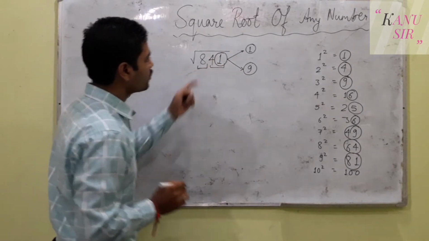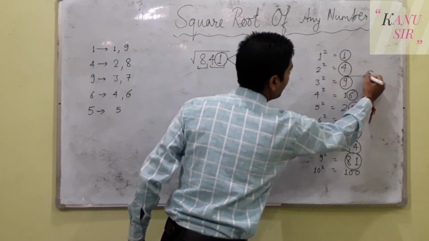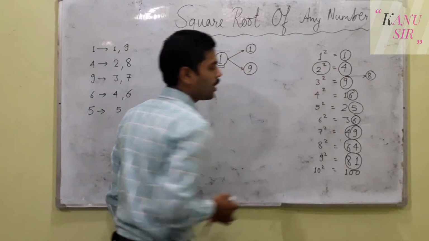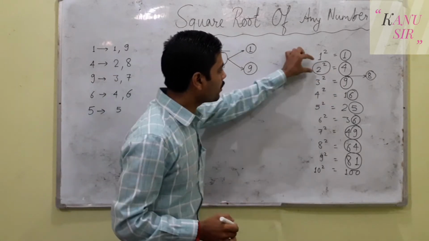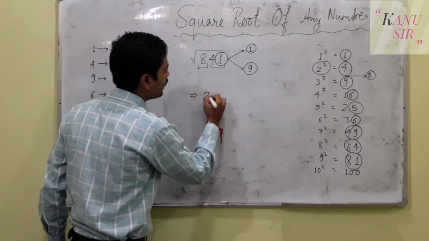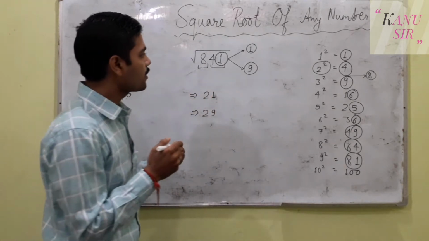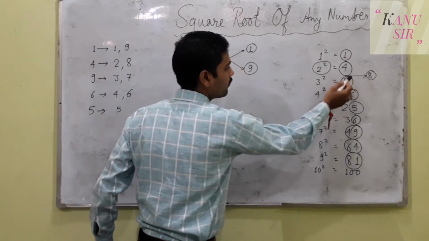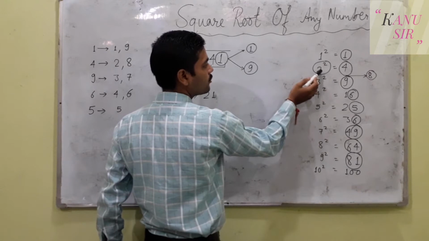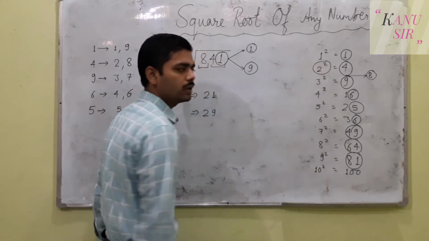To understand 8, you have to check where the 8 lies. 8 lies in the middle of 4 and 9. It means the number will be 2. Always we have to take the smaller number's square. It means our answer will be either 21 or 29. How is it? Because 8 lies between 4 and 9, and we always consider the smaller digit, either the square of 2 or square of 3, but we will always take the smaller digit, that is 2 here.